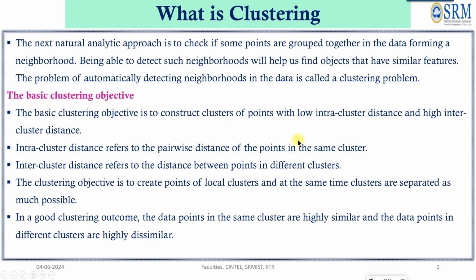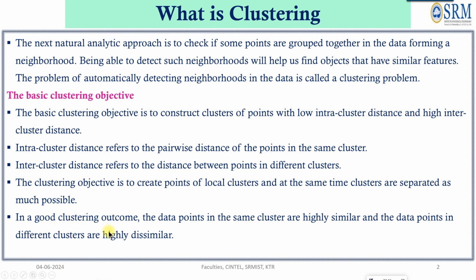So when we are trying to construct clusters of points with low intra-cluster distance as well as higher inter-cluster distance, inter-cluster distance refers to the distance between points in different clusters. The clustering objective is to create local clusters, and at the same time the clusters should be separated as much as possible. It should be as far as possible, right?